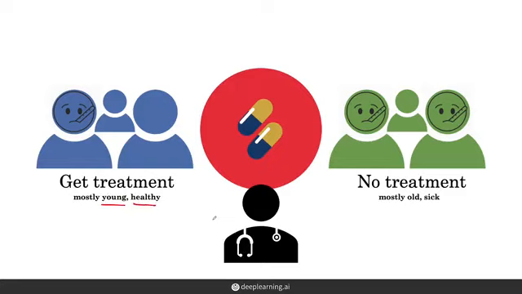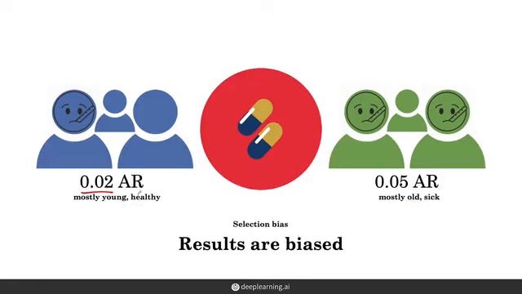while those who were assigned to not get treatment were mostly old and sick, then we would see that the absolute risk in the treated group was smaller just because the young healthy patients are less likely to get a heart attack in the first place. The doctor fears that this possible selection bias would bias the results here into showing that the treatment was effective when in reality it was not having any effect.